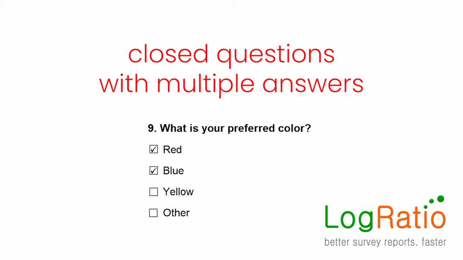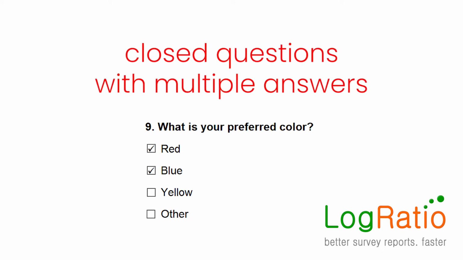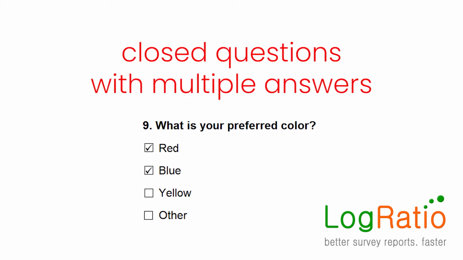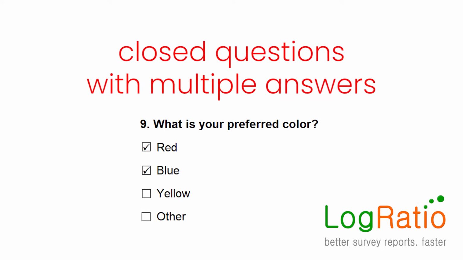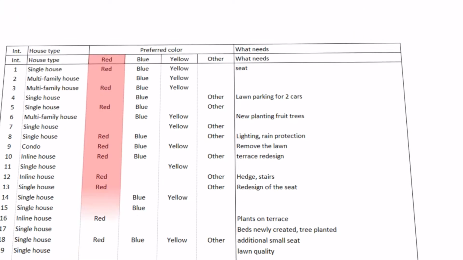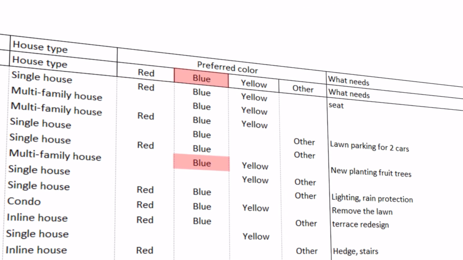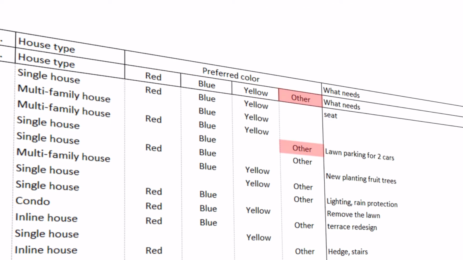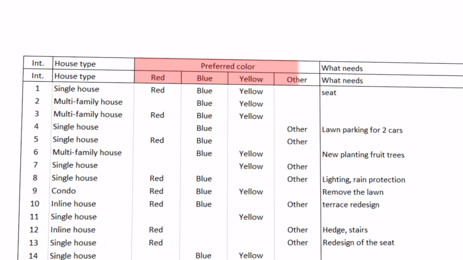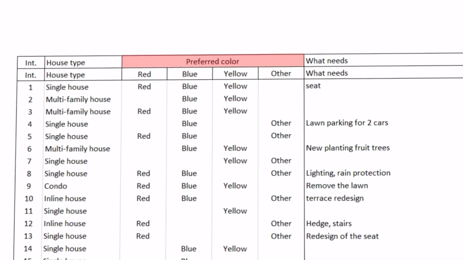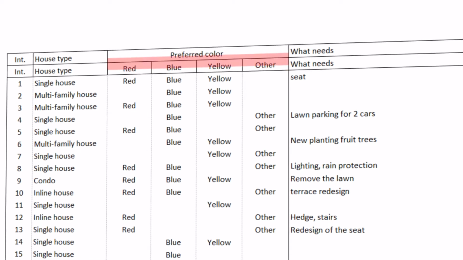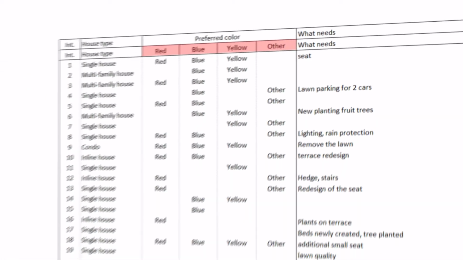Closed questions with multiple answers. The third type of question LogRatio can recognize occupies as many columns as there are answer options. Each answer option is in one column. Each column hosts one answer label only. This question type requires 2 rows of titles. The first row hosts the question text, and the second row contains the answer options.